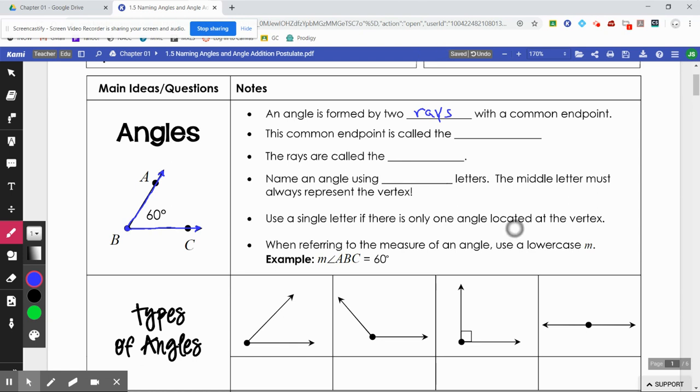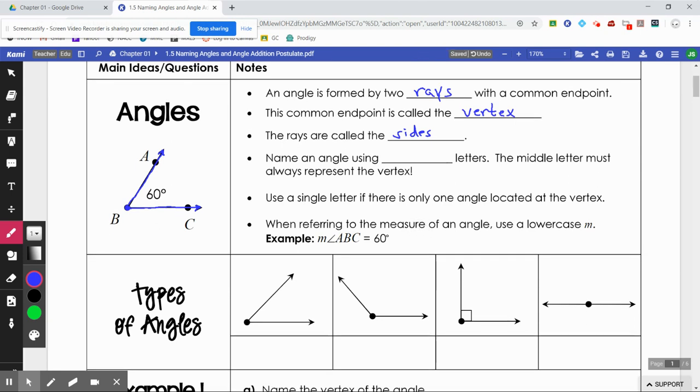This common endpoint is called the vertex of the angle. So point B right here is the vertex. It's where your angle starts. The rays BA and BC are called the sides of the angle.